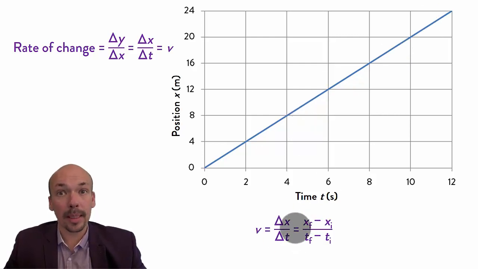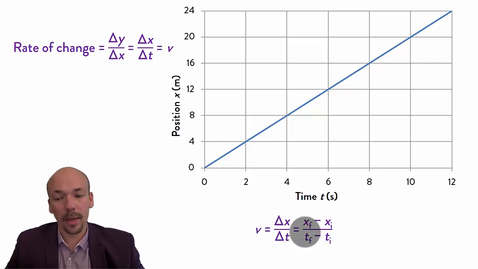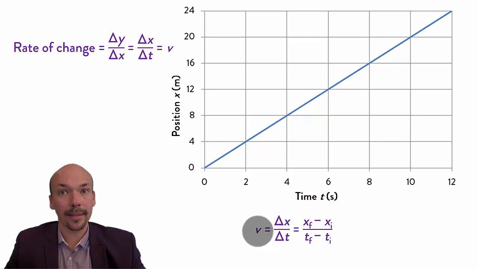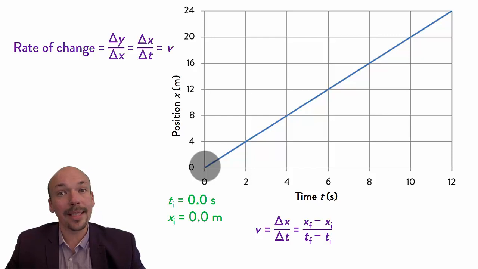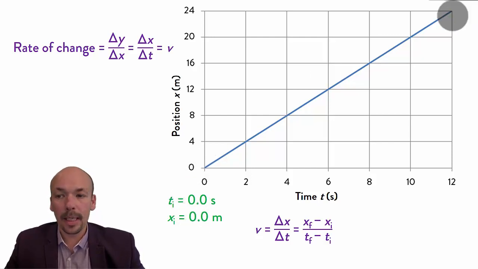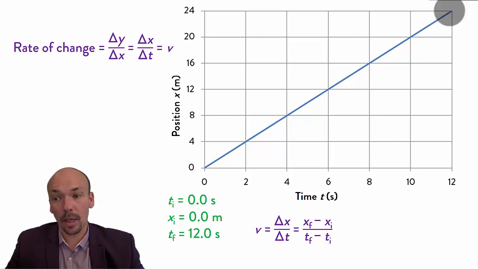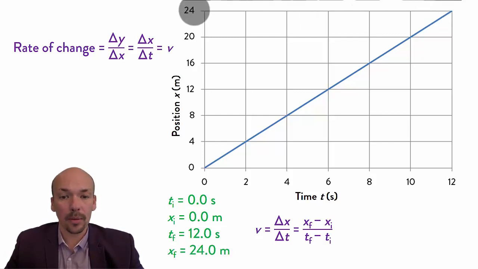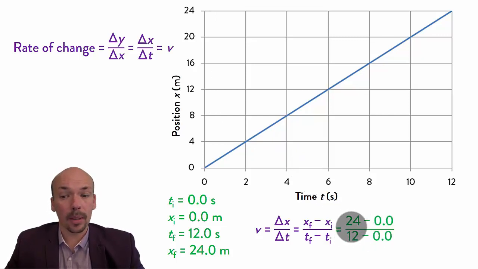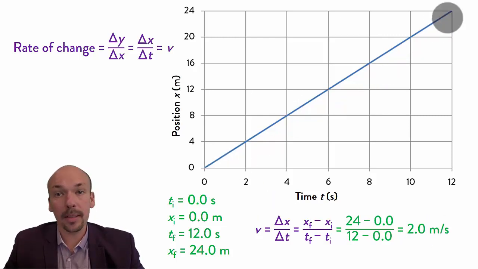So this is probably the equation you already know. The change of displacement position divided by the change of time, or in other words the final position minus the initial position divided by the final time minus the initial time, and then you will get the velocity. So first here we start with an initial time of 0 seconds and an initial position of 0 meters, and here we end with a final time of 12 seconds and a final position of 24 meters. So we can now calculate the velocity. We add it here in our equation and we have a velocity of 2.0 meters per second. And we can do this because this is a straight line.